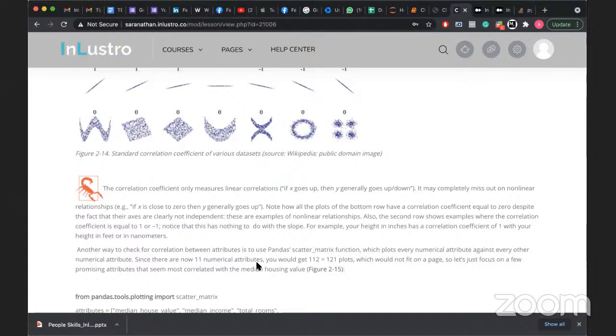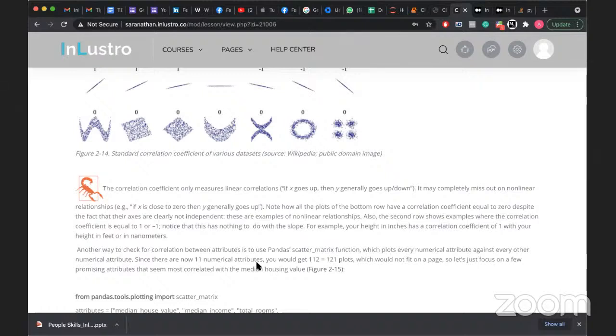Note that the plots of all the bottom row have a correlation coefficient equal to 0, despite the fact that their axes are clearly dependent on each other. Right? So these are examples of non-linear relationships. The second row shows examples of correlation coefficient equal to 1 or -1. This has nothing to do with the slope.